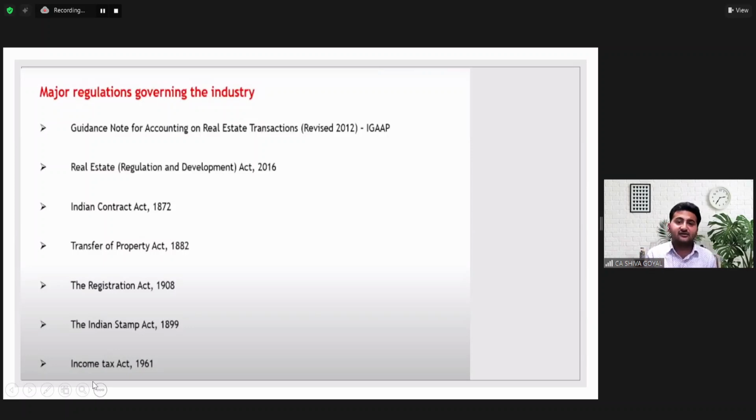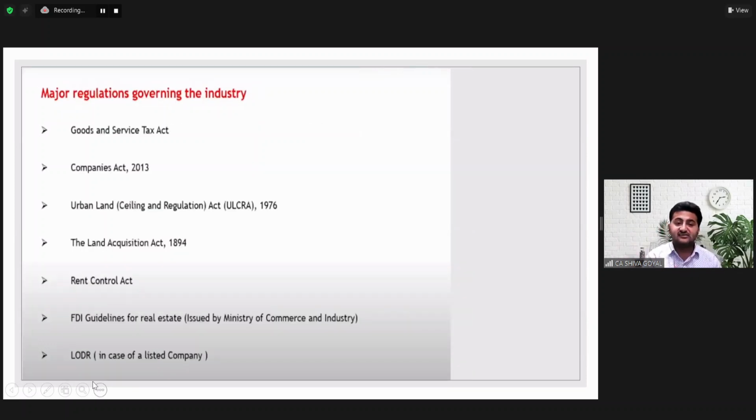So Indian Contract Act is also very relevant at that point of time. Transfer of Property Act, then Registration Act, Indian Stamp Act, Income Tax Act per se, Goods and Services Tax, GST Act. Post 1st April 2019, the new schemes have come into play where the ITC is restricted.